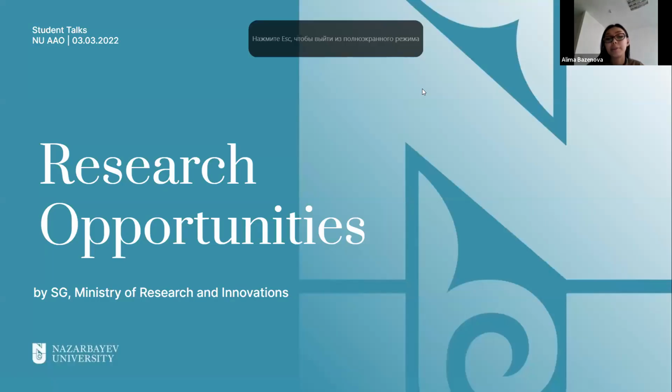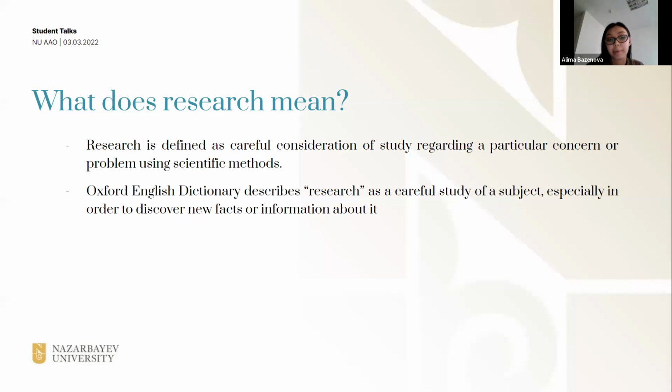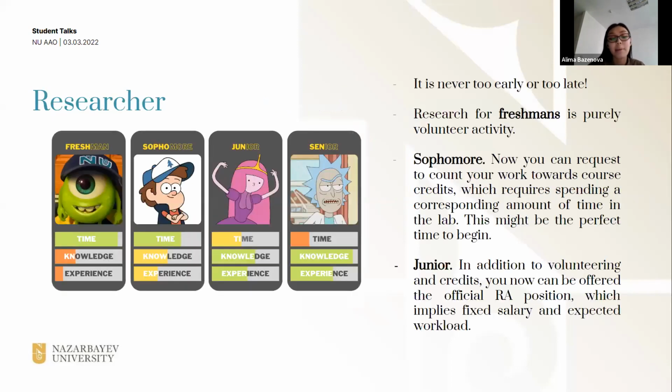So first of all, let's start with the definition of research. What does research mean? Research is defined as a careful consideration of study regarding a particular concern or problem using some scientific methods. While the Oxford English Dictionary describes research as a careful study of a subject, especially in order to discover new facts or information about it. While a researcher is somebody who performs research independently as a research investigator, or in general in any systematic investigation to establish some facts. There are actually different levels of researcher in regard to the year of study.